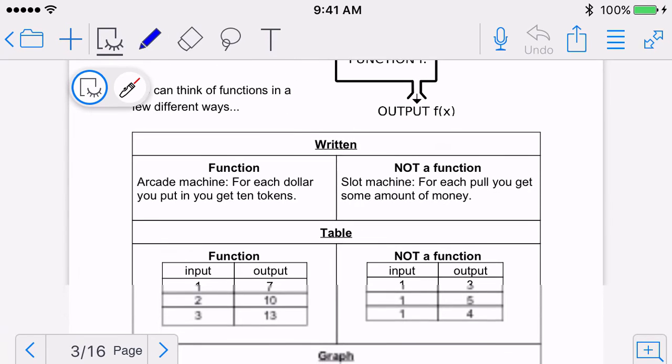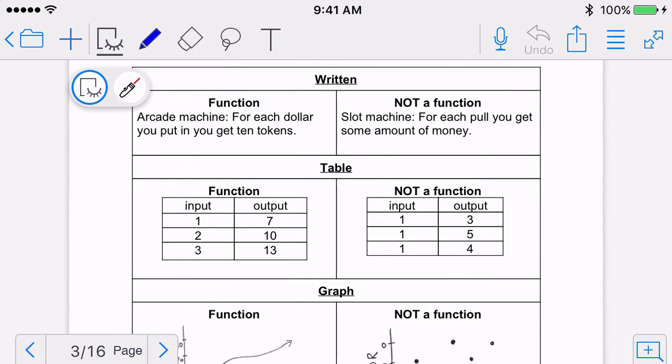So we can think of functions in a few different ways. One way is written, okay? This guy right here. An example of a written example for a function would be an arcade machine. Let's say you need to put in money to get tokens, and for each dollar you get out 10 tokens from the machine. So every time you put in a different amount of dollars, you're going to get a different amount of coins. So if you put in $2, you get 20 coins and so on.